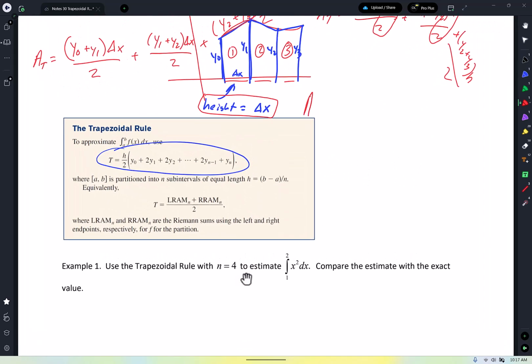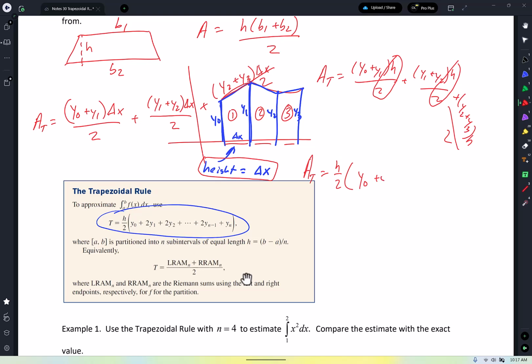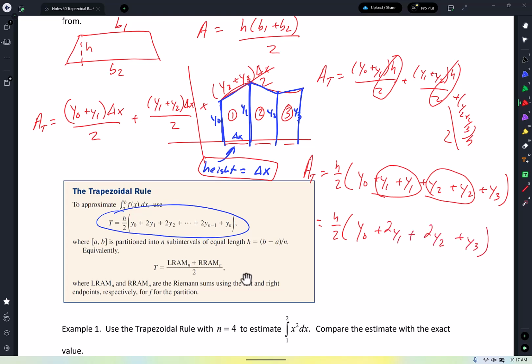So notice, and I'll zoom out right here, I can do this. Area of trapezoid equals h over 2 times the parenthesis y0 plus y1 plus y1 plus y2 plus y2 plus y3. All I did was take out the h over 2 and drop the parentheses. Next, notice how many y1s do you see? How many y2s do you see? H over 2 times y0 plus 2y1 plus 2y2 plus y3. And OMG, look at that. We got that formula there.